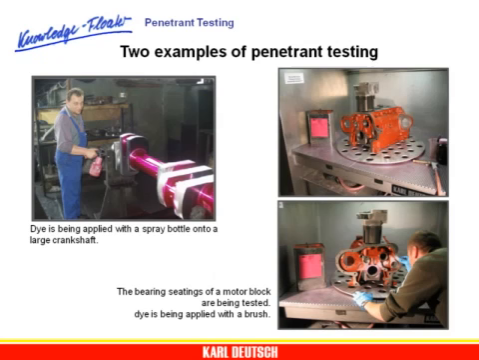Here, 2 examples of dye penetrant testing. On the left, dye is being applied with a spray bottle onto a large crankshaft. On the right, the bearing seatings of a motor block are being tested. Dye is being applied with a brush. For ease of handling, the heavy motor block is placed on a turntable.